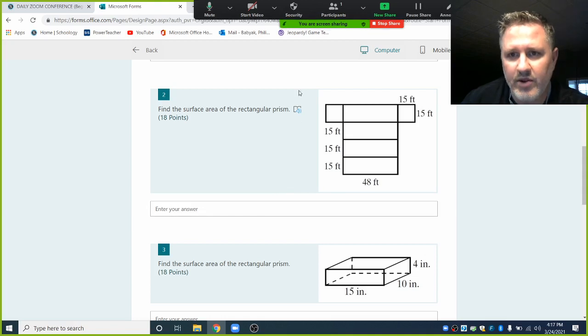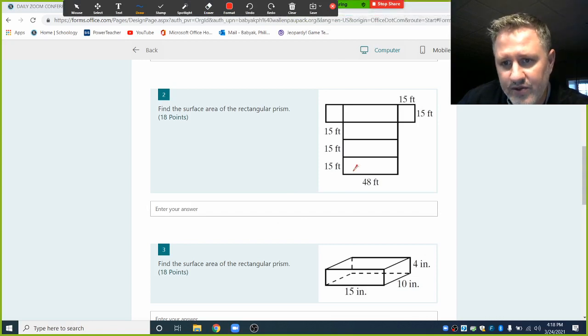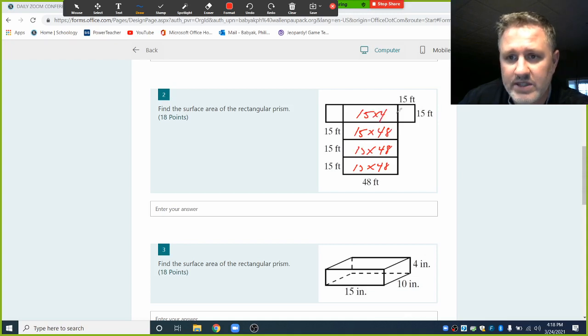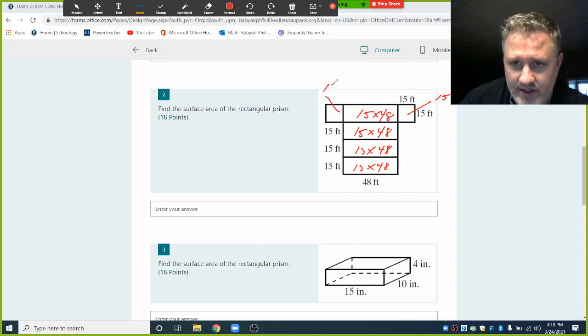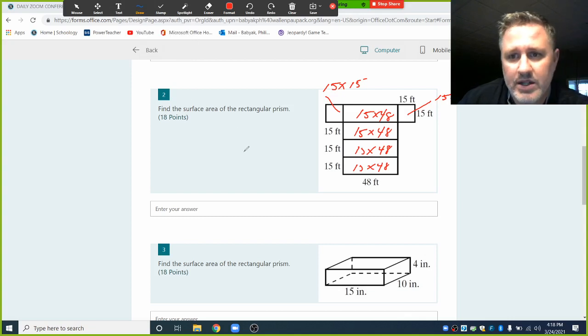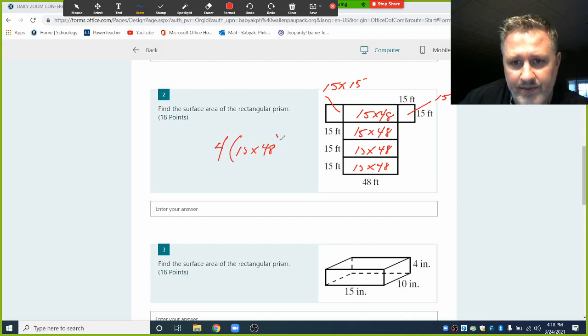This time, I'm going to write in each one just like I did last time, and let's see how we do. All right, so it's 15 by 48. Well, this is 15 by 48 as well, right? And so is this one. They're all 15 by 48s, except for the ones on the ends, right? This is a 15 by 15, and this is a 15 by 15. And they're always 2 dimensions because that's what a rectangle is, it's 2-dimensional. So I've got 4 15 by 48s, and I've got 2 15 by 15s.